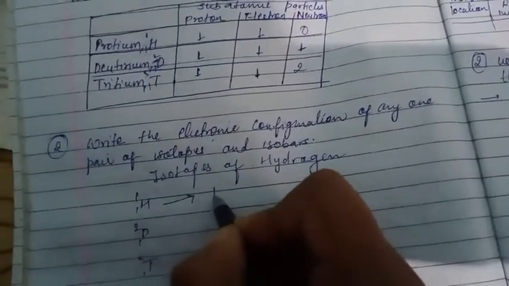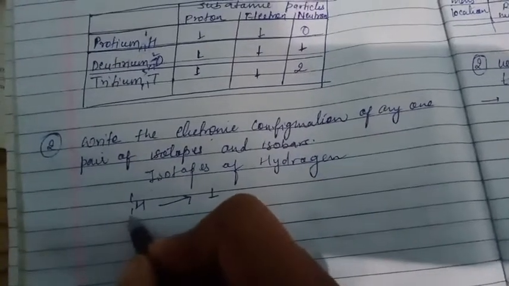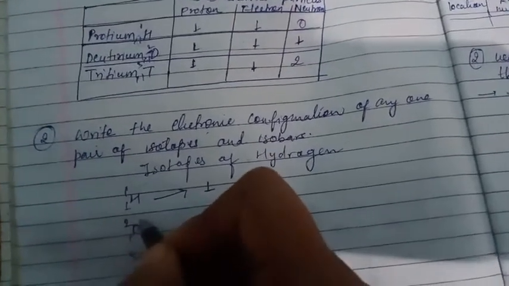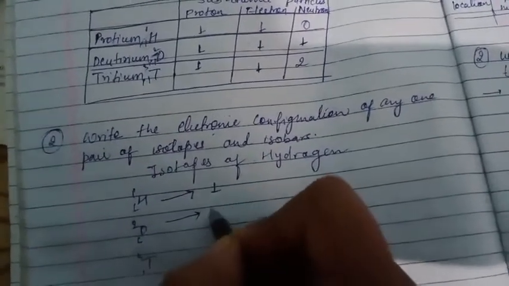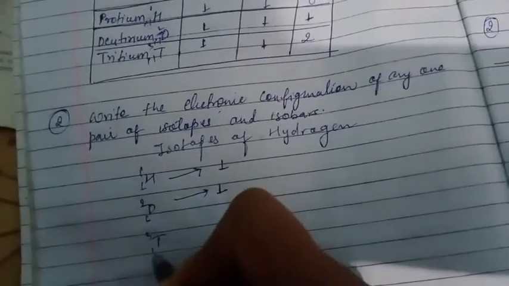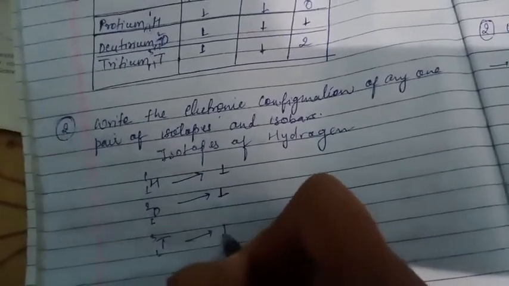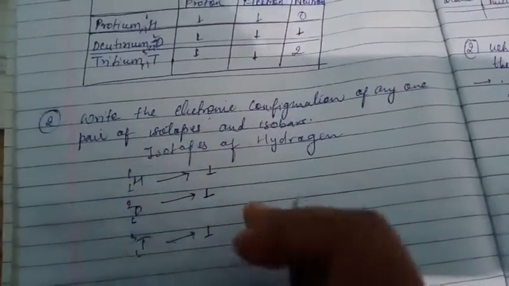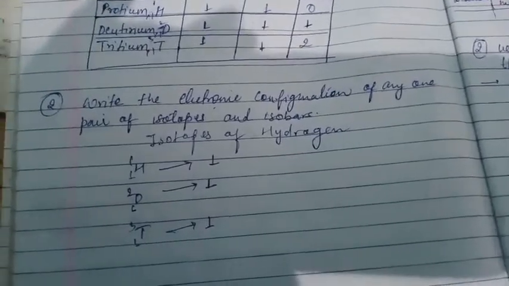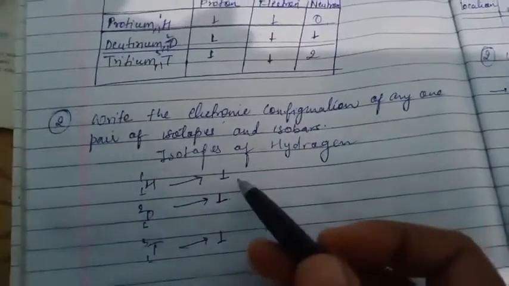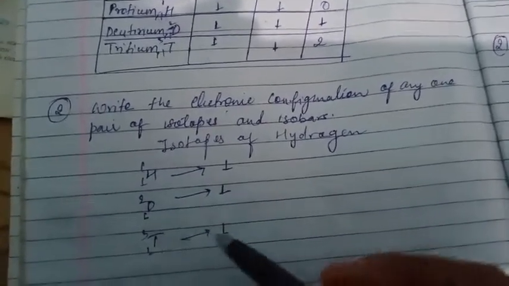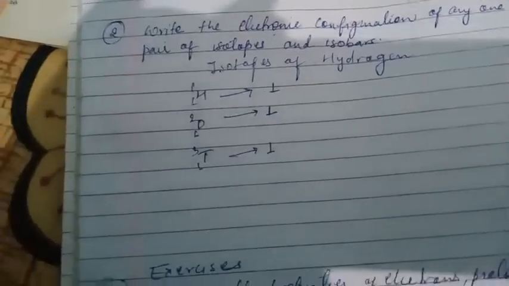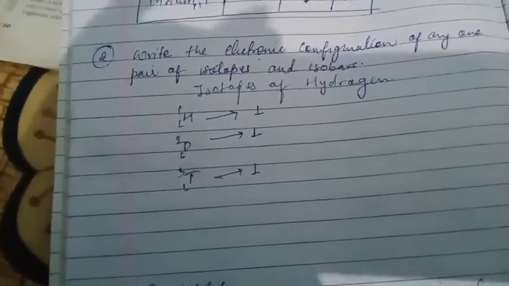So electronic configuration will be 1. You know, electronic configuration means you have to distribute electrons in shells. Okay, for deuterium again here it is 1 only, because the number of electrons is 1. Even tritium it is 1 only. So as you can see, in the case of isotopes, the electronic configuration doesn't change for each isotope. It is 1 in protium, 1 in deuterium and 1 in tritium, because the number of electrons is the same, because of the number of protons, which are the same in each case.